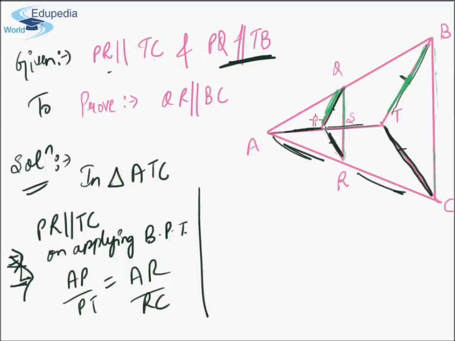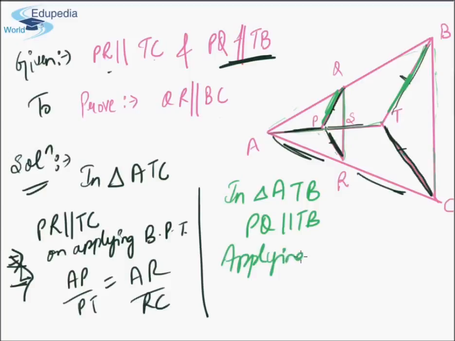Now friends, similarly, according to this given condition, PQ and PR are these two lines. Therefore, the triangle involved is ABT. Therefore, in triangle ATB, we can again apply BPT because PQ is parallel to TB. So this will give us AP over PT equals AQ over QB.